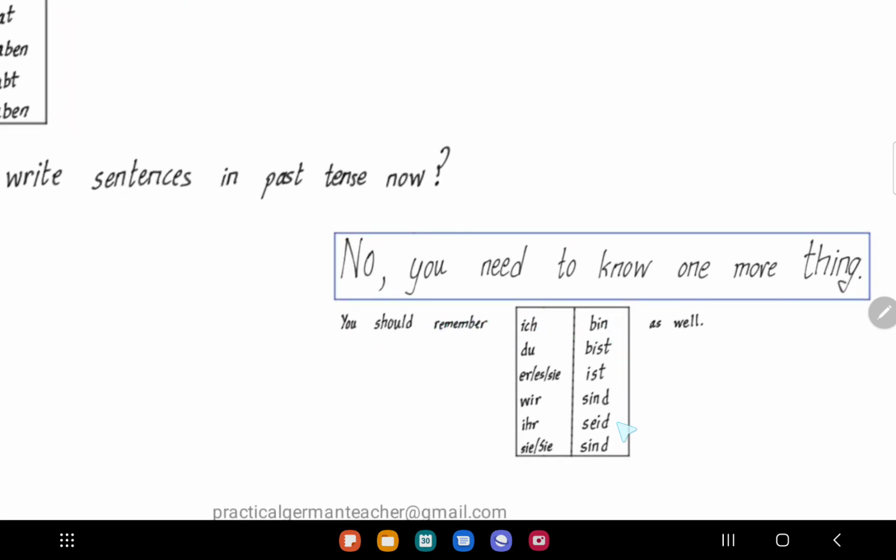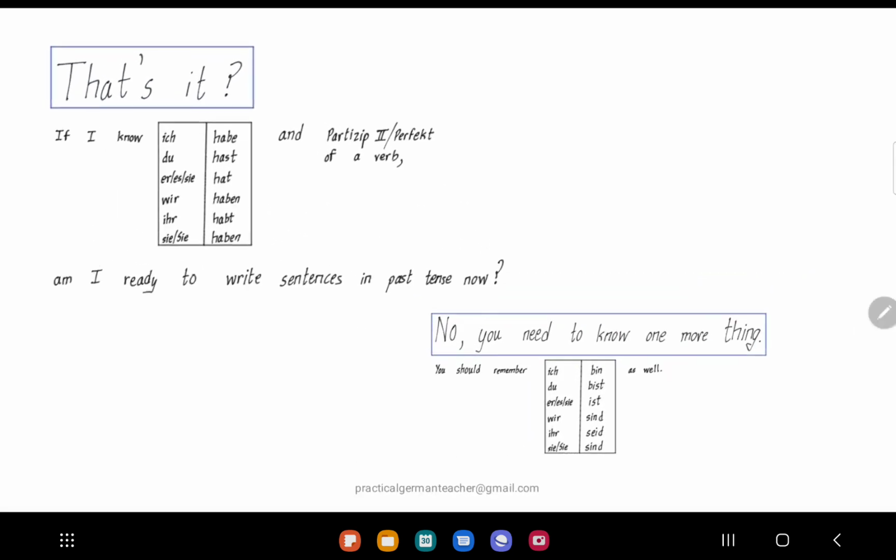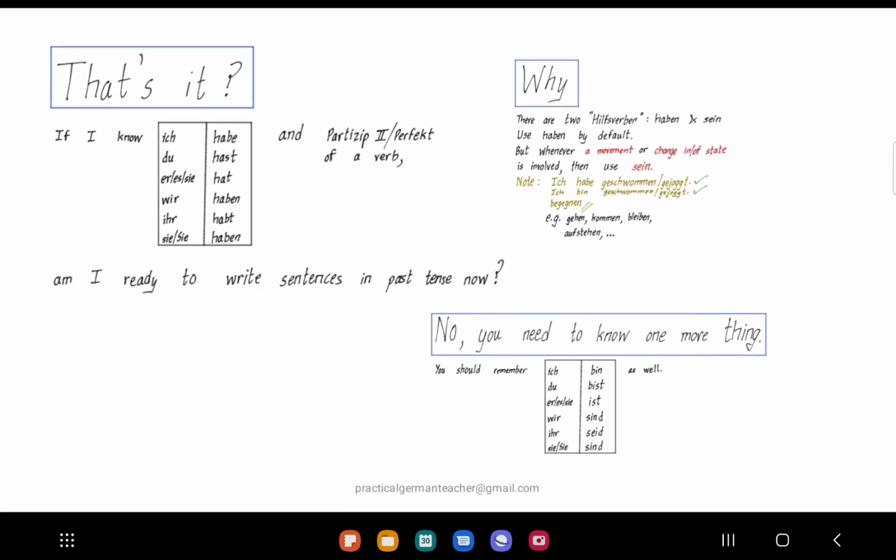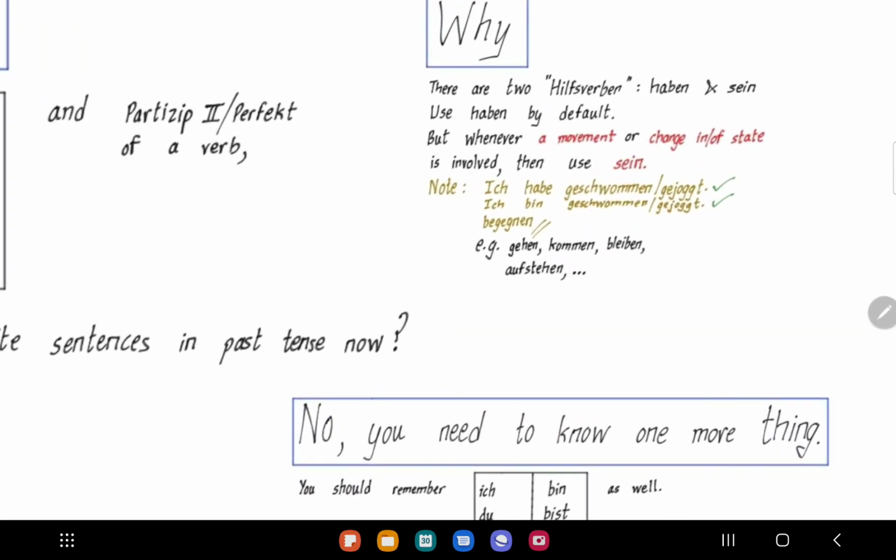You should remember this one as well, and you already know this. Nothing new. You already know the conjugation table for sein in present tense. Now, I think you may have a hint of where I'm getting to. There are two Hilfsverben, two helping verbs, when you are writing sentences in past tense: haben and sein. You can use haben by default when you don't know which one to use.